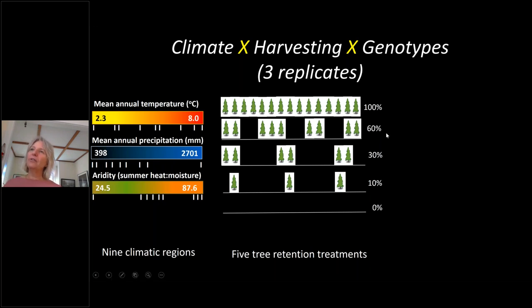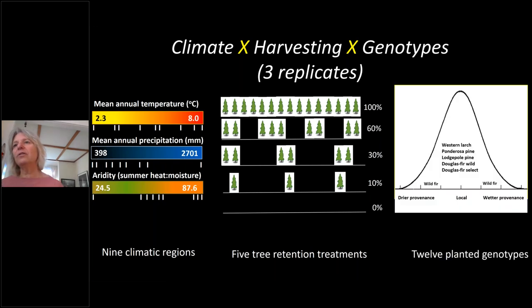And then our third factor is genotype, where we have planted a range of Douglas-fir genotypes in these forests, from drier provenances to wetter provenances, so that we can develop some response functions, looking at how these different genotypes interact with overstory trees and how that might change their response functions.